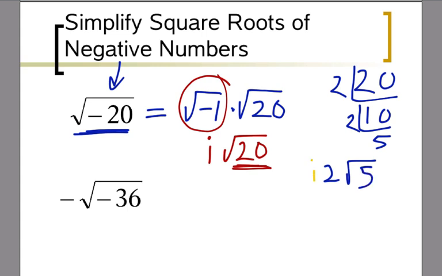Now the i doesn't actually go in front like that. The i actually goes in the middle right here. So the answer is 2i root 5. So we pulled out a 2 and left inside was the 5. Okay? So 2i root 5 is the answer for that one. Let's try this next one.